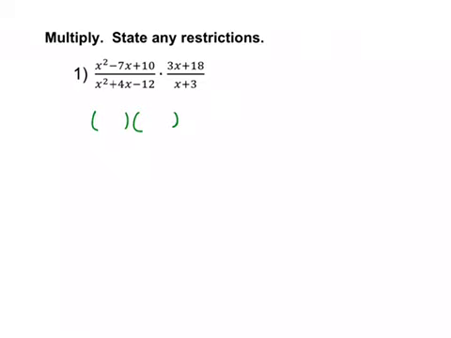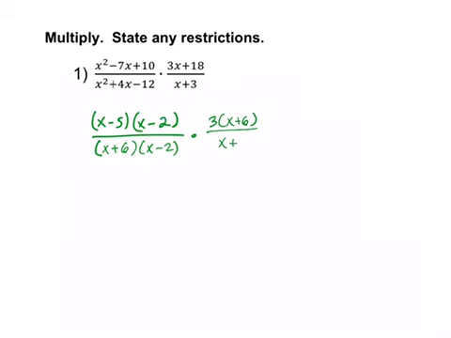So my first one, x squared. Now I'm looking for numbers that you multiply and give you 10, and you add and give you negative 7. In this case, it's minus 5, minus 2. And on the denominator, these are two numbers that you multiply and give you 12, and you subtract and give you 4. So this is x minus 5, x minus 2, over x plus 6, x minus 2, times. My common factor here is 3. So I have 3x plus 6 divided by x plus 3, right?